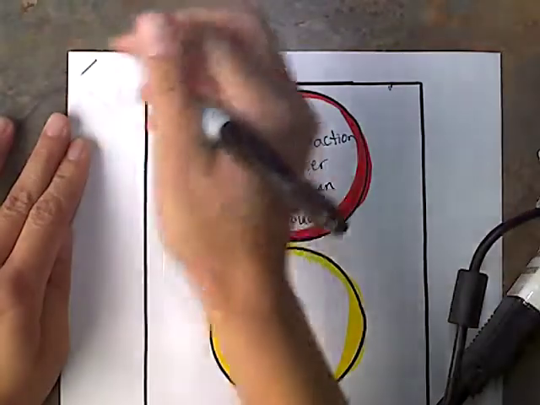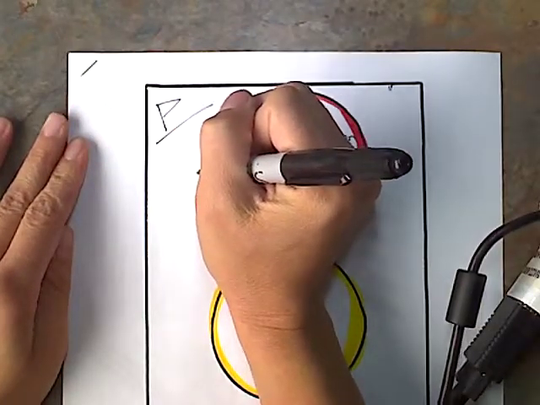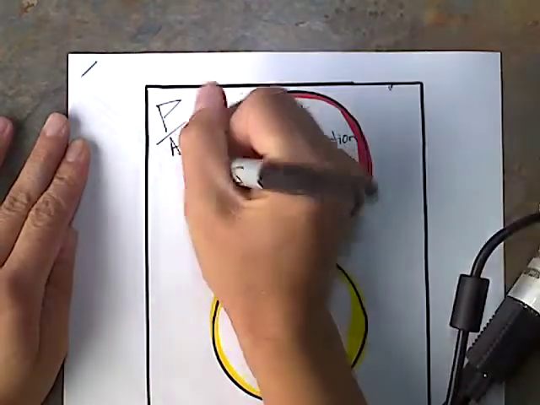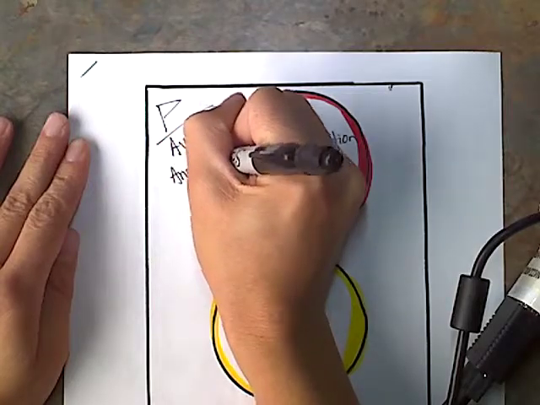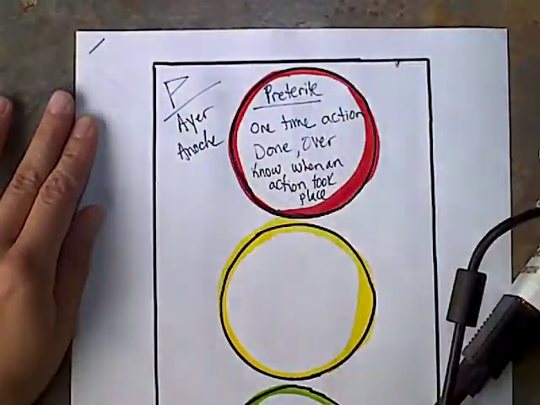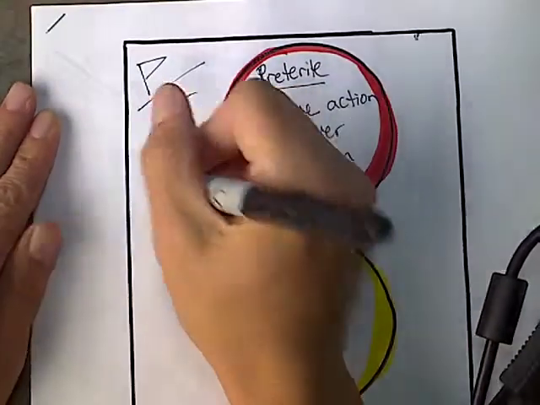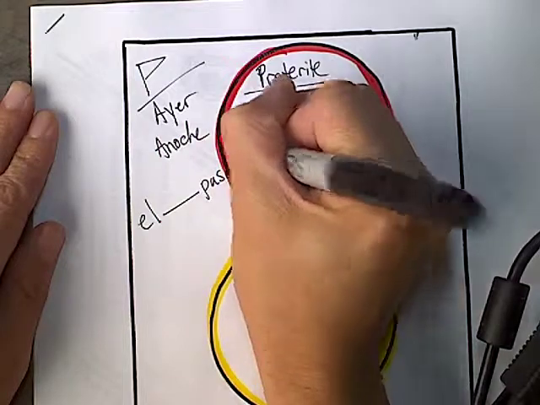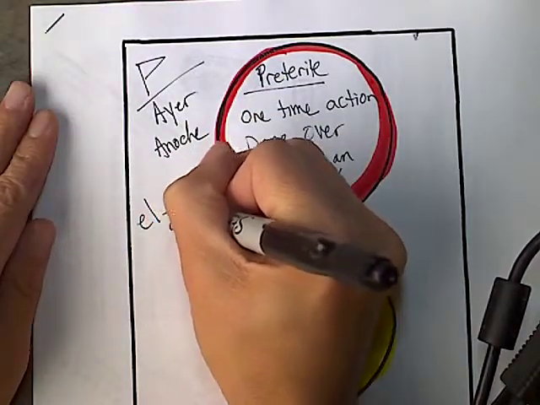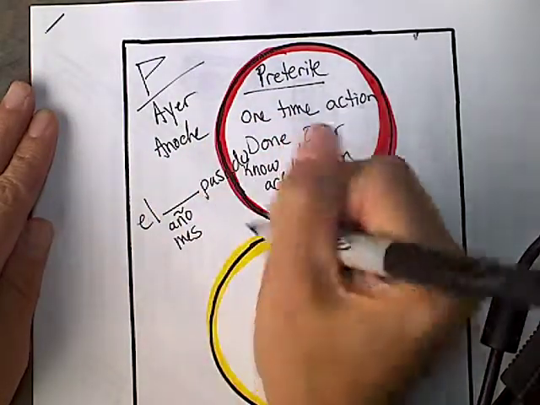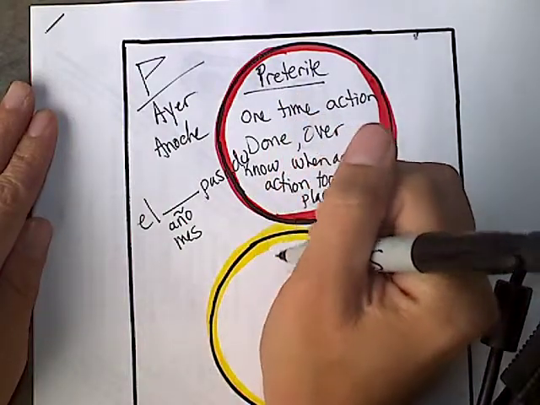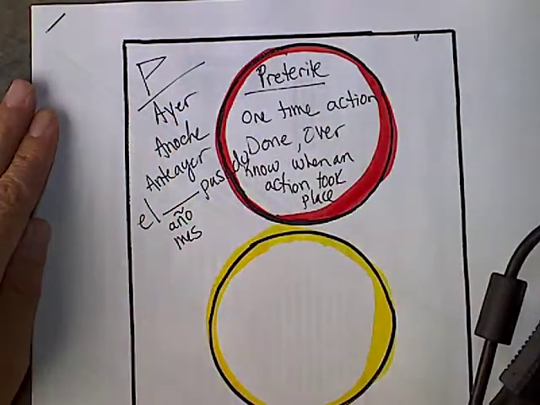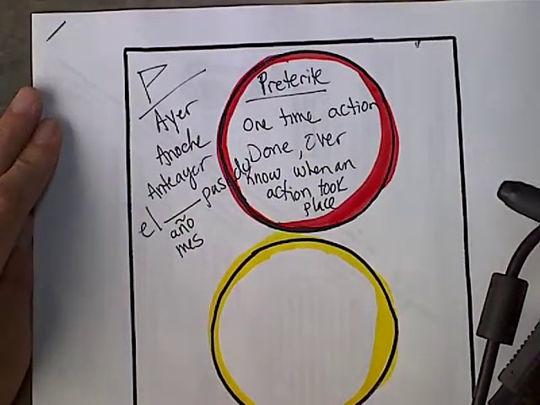Some of those words include, anyone? Ayer, exactly. Ayer, meaning yesterday. Anoche. Anything pasado. So that could be el año pasado, el mes pasado, la semana pasada, right? Any of those things. Or we have that fun word anteayer, which means the day before yesterday. So that's the preterite for you.